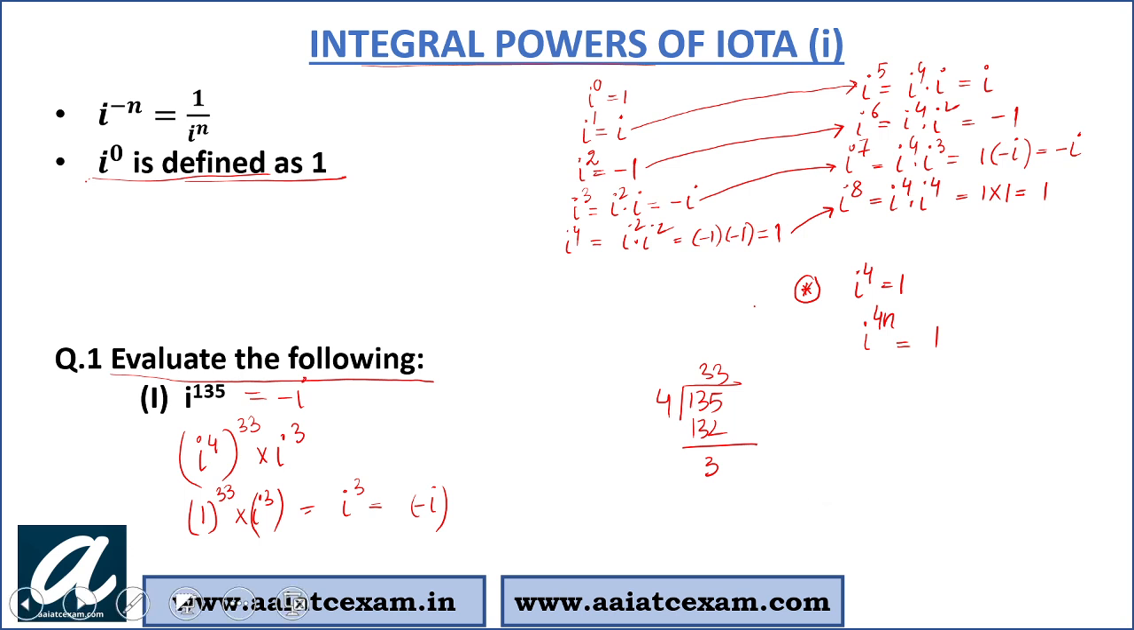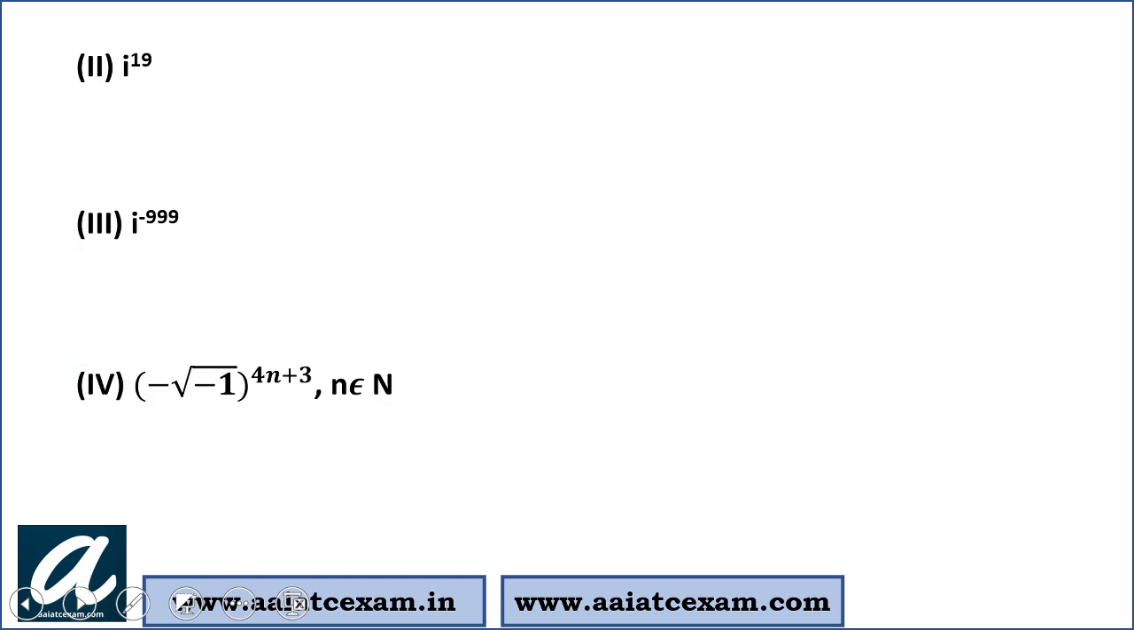Now let us solve the second question, iota raised to power 19. So iota raised to power 19 will be equal to iota raised to power 4 whole raised to power 4 into iota cube. Iota raised to power 4 is 1, students. 1 raised to power 4 into iota cube is minus iota. So your answer is 1 into minus iota, which will be equal to minus iota.